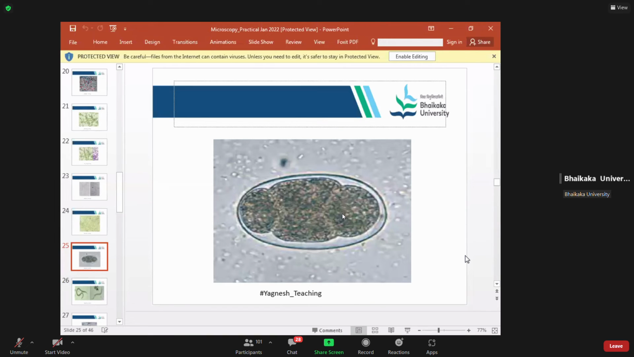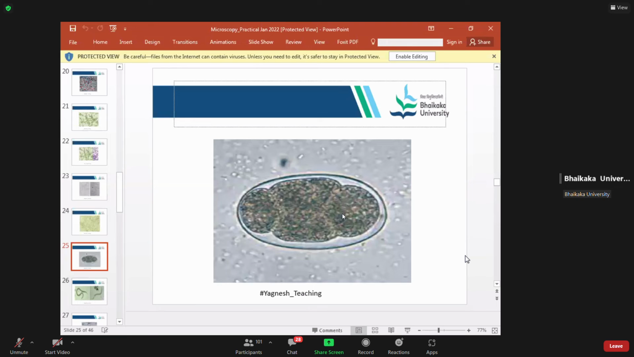Now let us move to another variety of wet mounts. Another variety of wet mount is the wet mount prepared from the stool specimen. Now this is for the parasitic infections. Now you see this is a wet mount prepared from the stool specimen. Now there are two varieties of wet mounts prepared for the stool examination. One is iodine wet mount, the other is saline wet mount, which is prepared from saline.